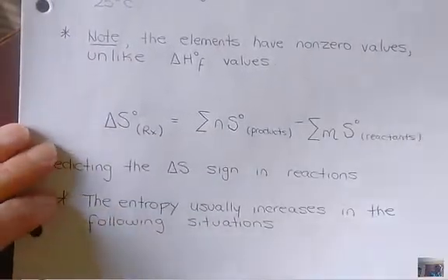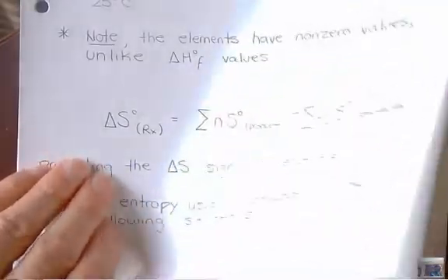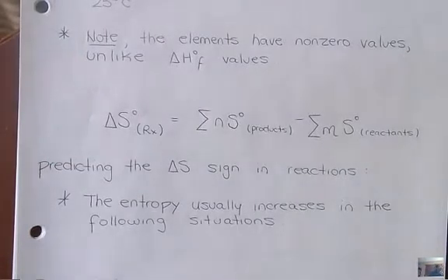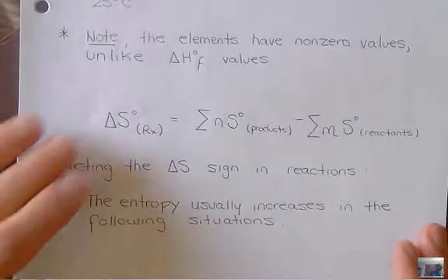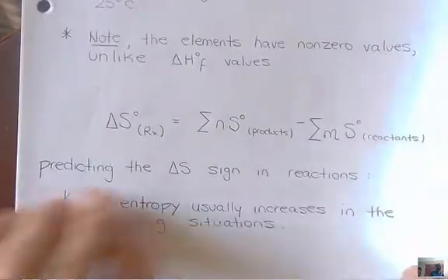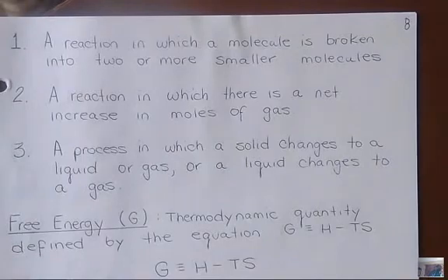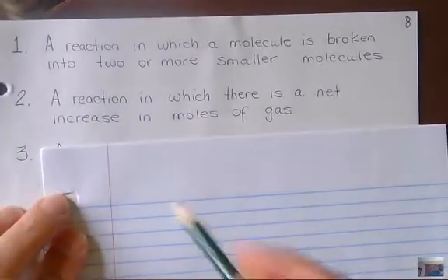Anytime you move to substances that are more disorganized, more separated, less homogeneous, more heterogeneous, where things are all mixed up in crazy random orders, those kinds of things are going to have a delta S that's a positive number. First, a reaction in which a molecule is broken into 2 or more smaller molecules. Any kind of dissociation reaction where one thing breaks up into many things is going to have a delta S that's positive. That makes sense. That's more disorganization for the products compared to the reactants. Second, a reaction in which there's a net increase in the moles of gas. So you have more moles of gas at the end than you have at the beginning.